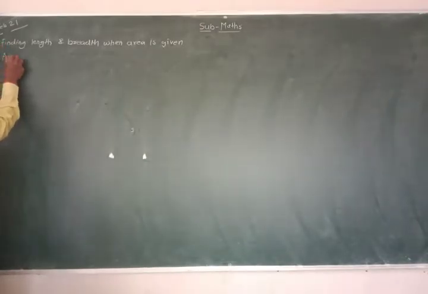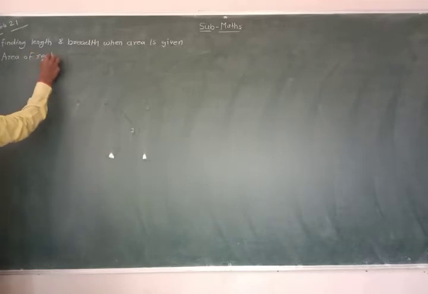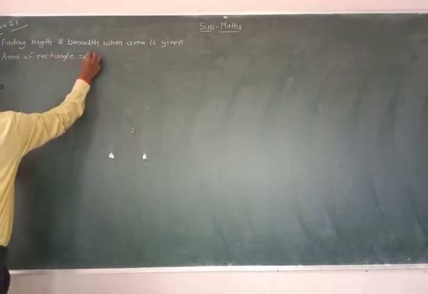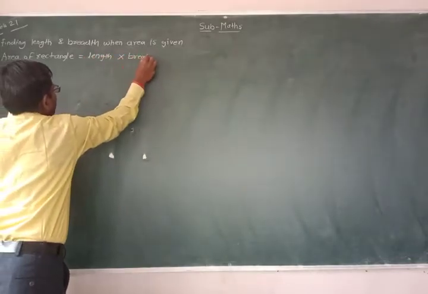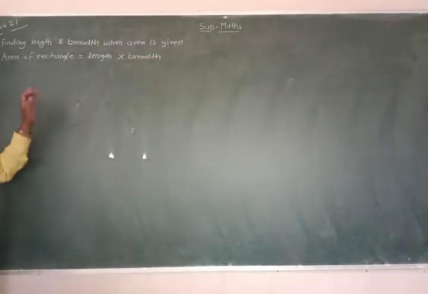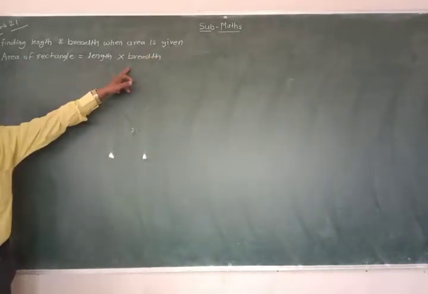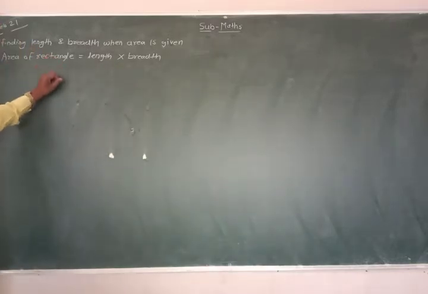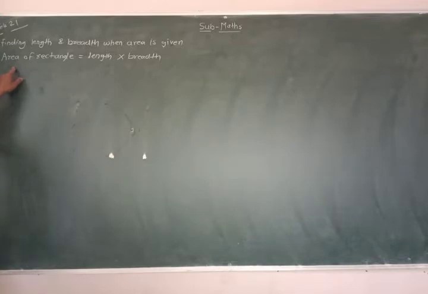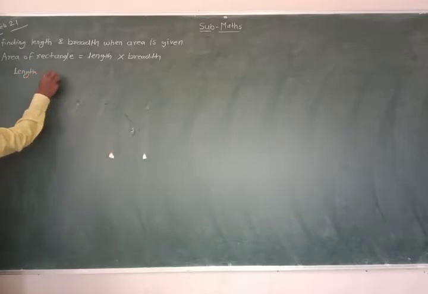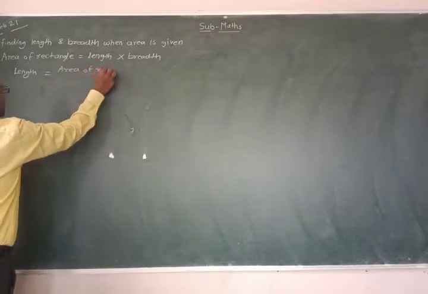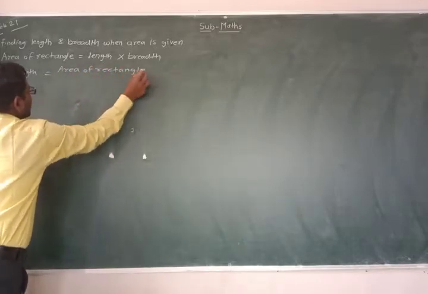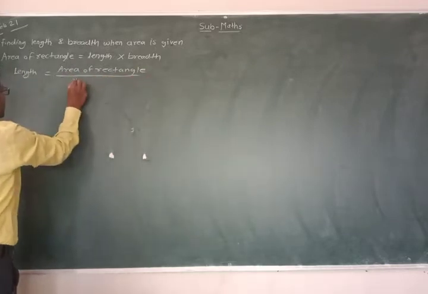So you know the formula, area of rectangle is equal to length multiplied by breadth. Then length is equal to area of rectangle upon breadth.